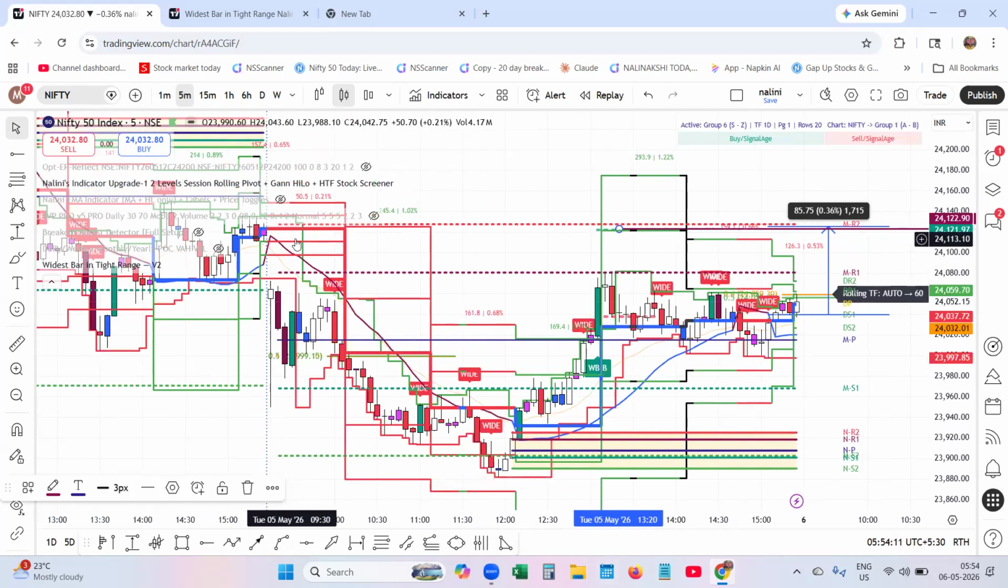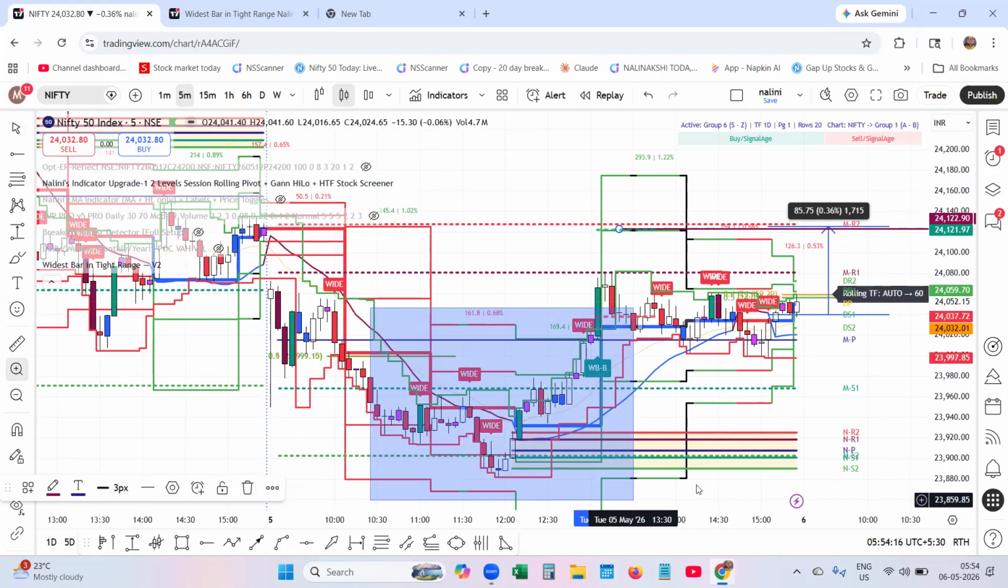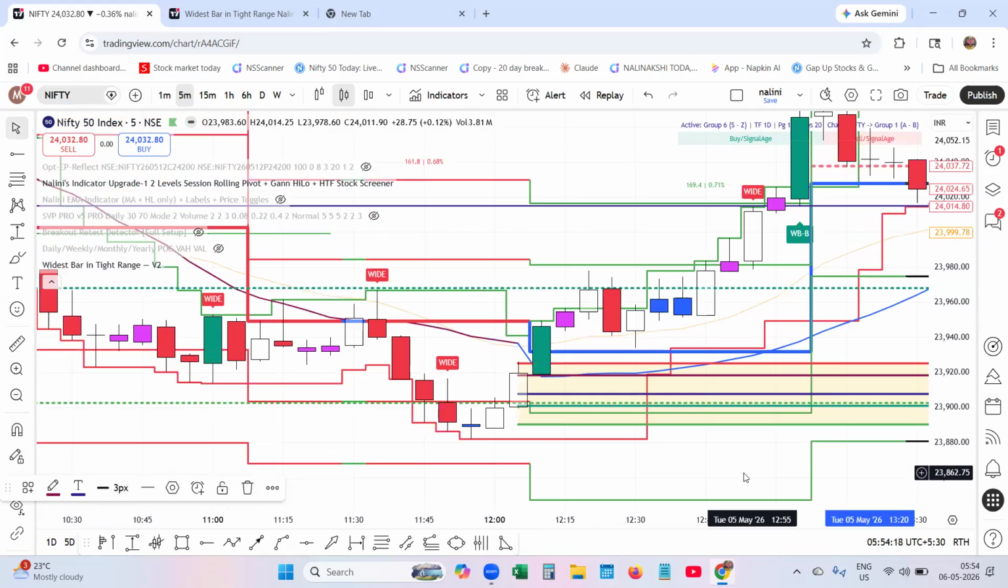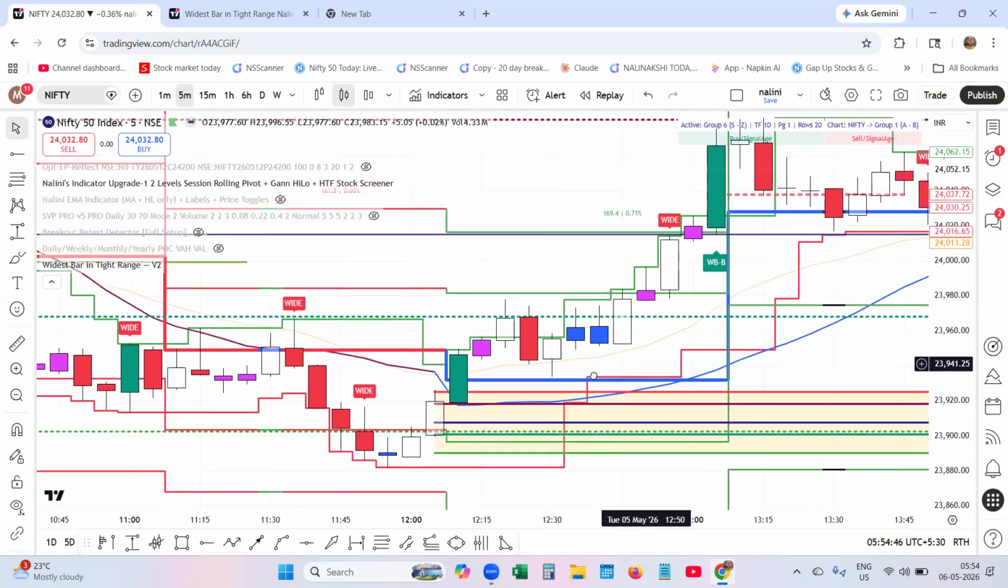Here, the market started coming down. You can see along with the Nalini Precision Engine how you could have taken the trade. You can see here, wide ranges were forming. Here, noon layers were formed, around 12 p.m. The price started moving above the noon layer pivot, and you can see the pivot turning blue. And also Gann Hilo, this blue magenta line turning into blue, is the Gann Hilo.